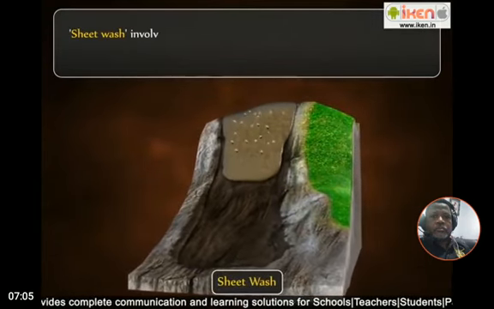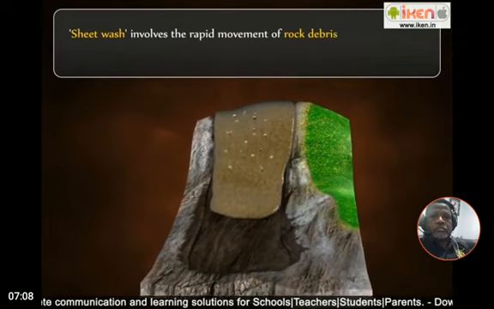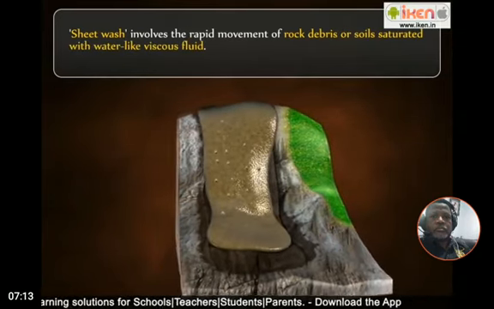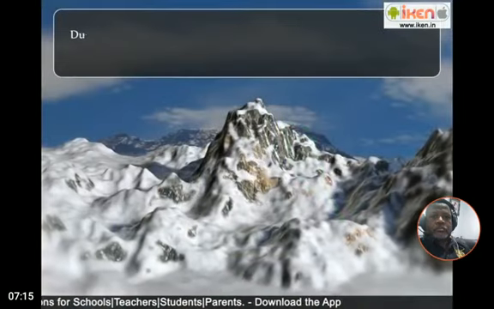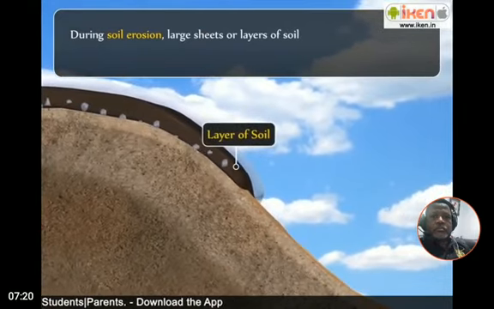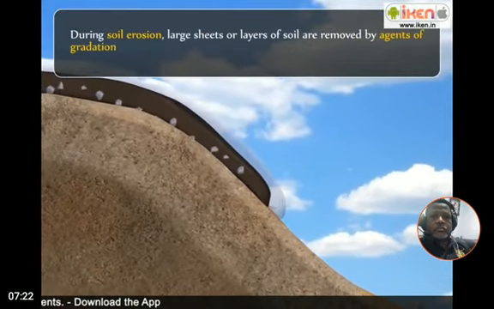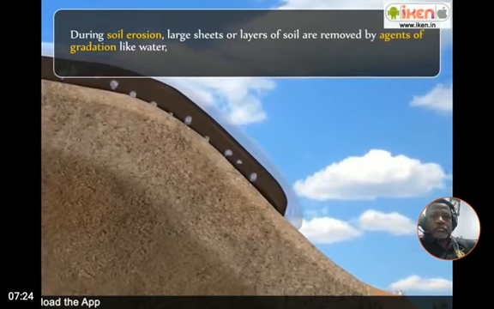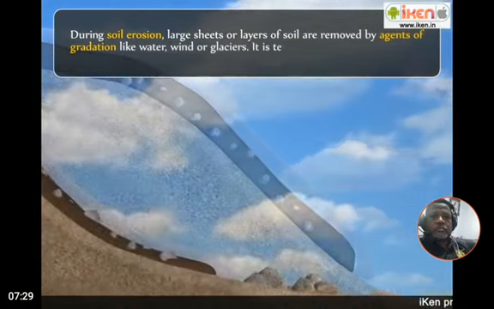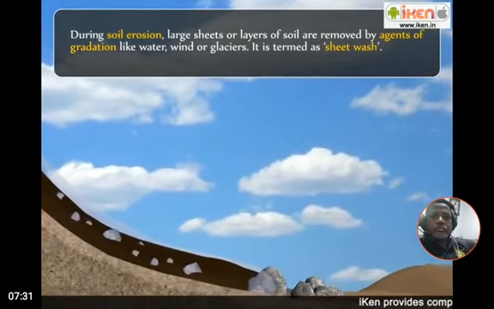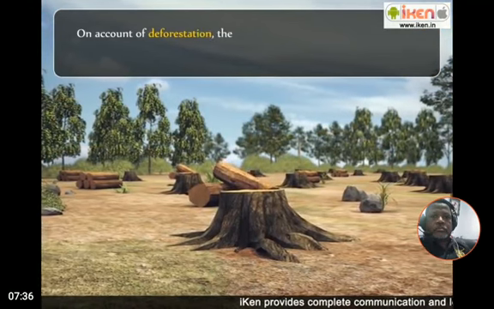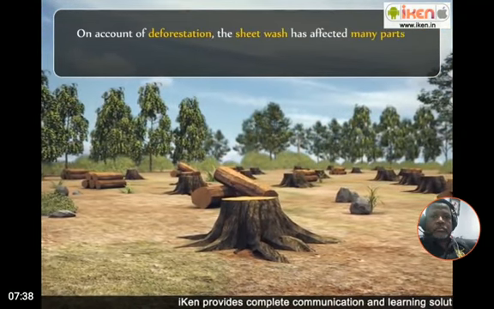Sheet wash involves the rapid movement of rock debris or soil saturated with water like a viscous fluid. During soil erosion, large sheets or layers of soil are removed by agents of gradation like water, wind or glaciers. It is termed a sheet wash. On account of deforestation, the sheet wash has affected many parts of the world.